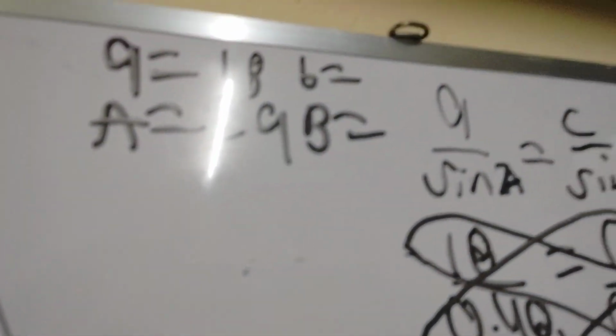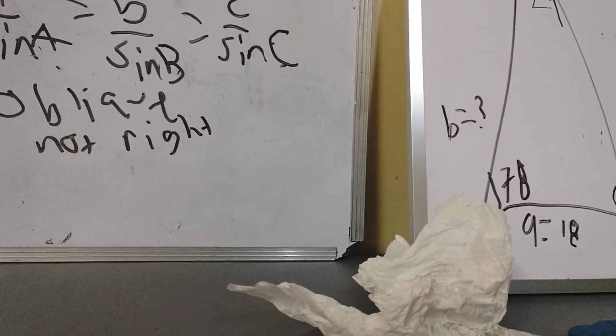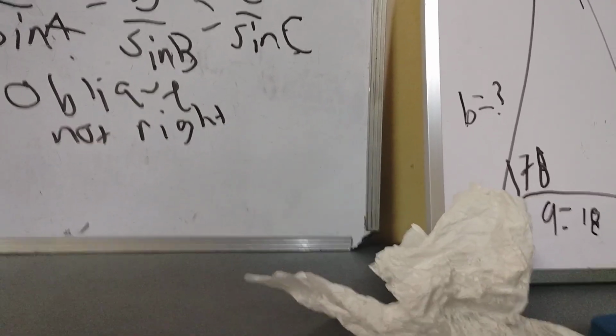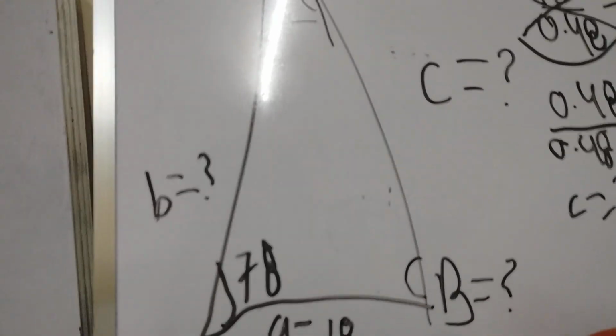Small a equals 18, big A equals 29. Both of these are missing. Small c is gone, but big C is here. So what I recommend is solving the one that already has one given, which would be the C family.